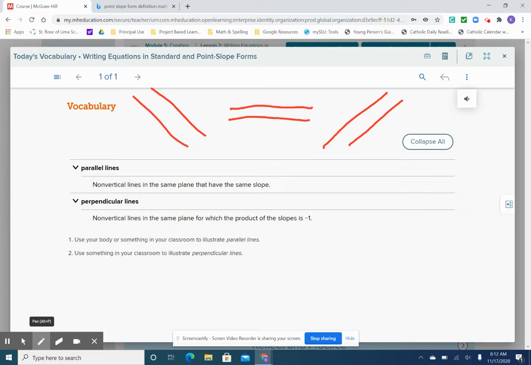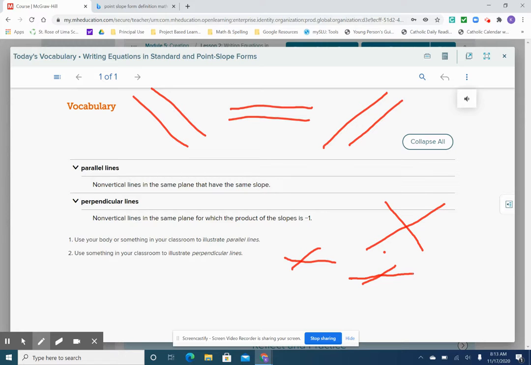Our final definition is perpendicular lines. So they're non-vertical lines in the same plane for which the product of the slopes is -1. So a perpendicular line might be this, it might be this, it can't be vertical though, it might be this. So it's really where X marks the spot. Your definition is on the board, give a good example, and in your sentence, it's really your transformation that has the opposite slope.